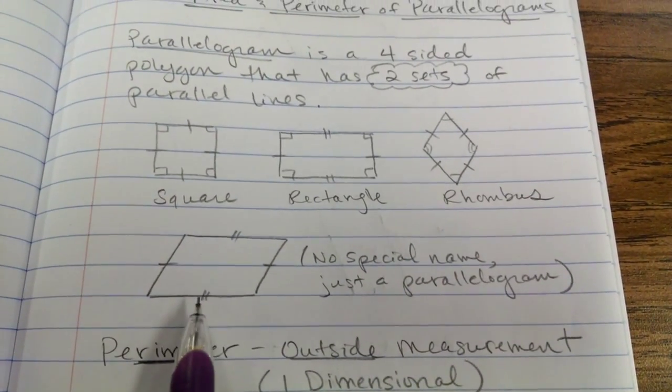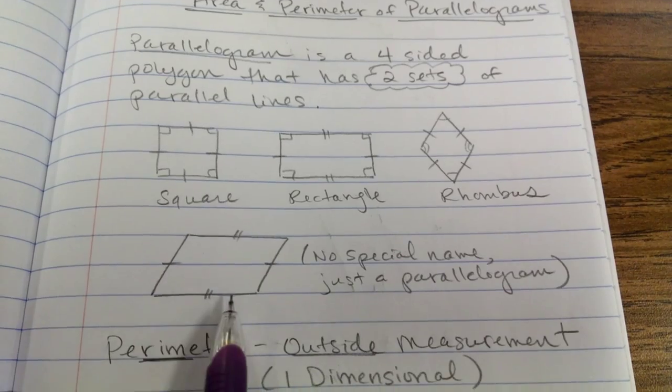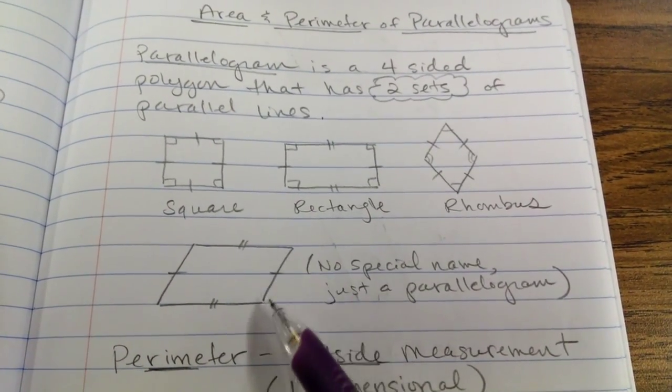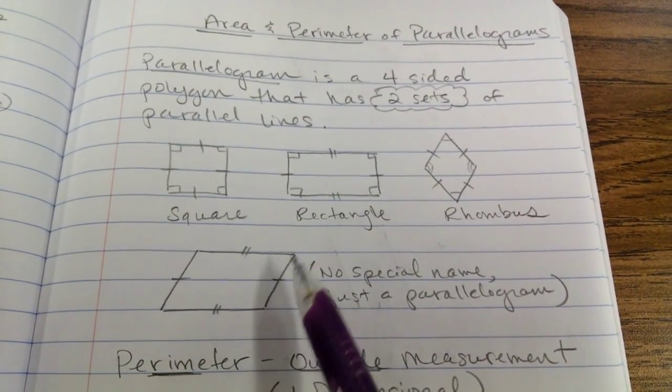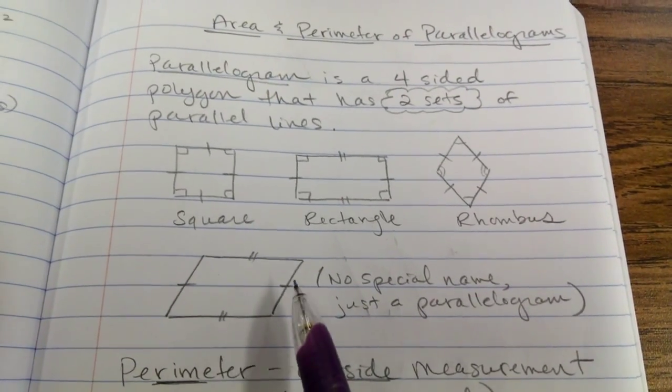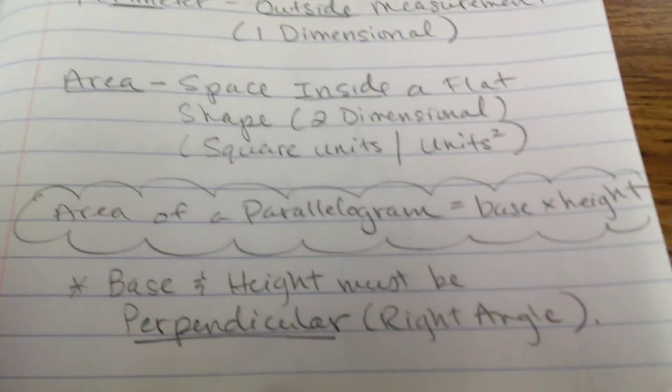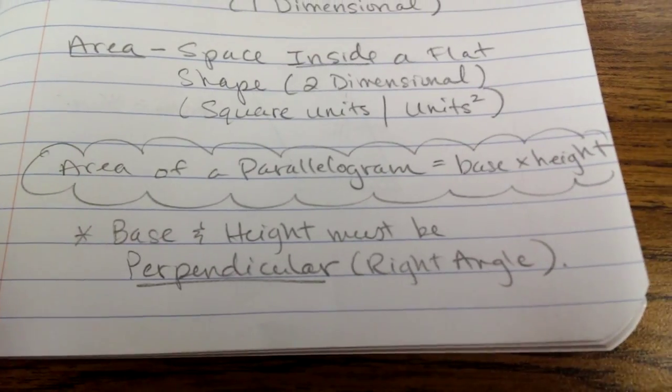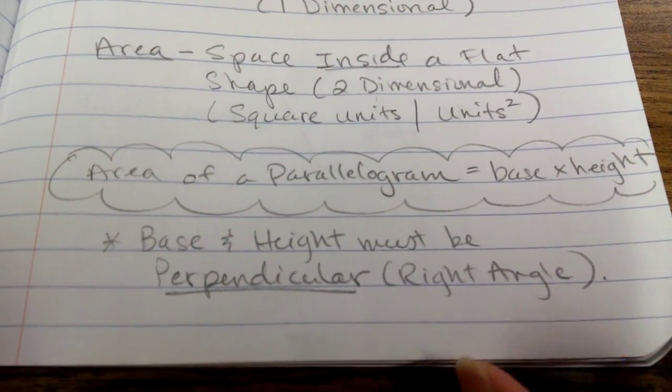But when you come to this, the bottom, the base, does not meet the side length at a 90-degree angle. So this is not your height. This could be your base, but this is not your height. The base and the height must meet at a right angle. It must be perpendicular.